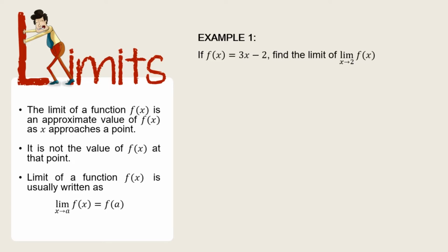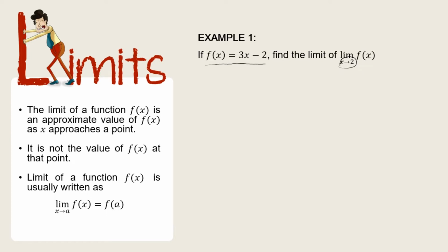So if we have one function f(x), for example, here you have f(x) equal to 3x minus 2, we want to find what is the value of this function when the value of x approaches value 2. Okay, so it is not the value of f(x) at that point. It doesn't mean that when we are finding the value of limit at x approaching one point, that that is the value of f(x) at x equal to 2.